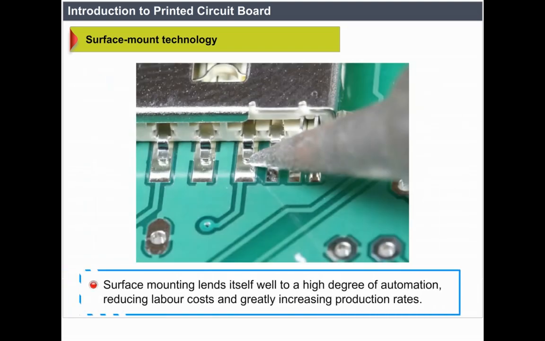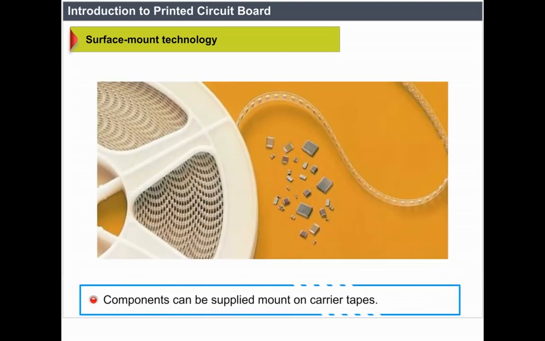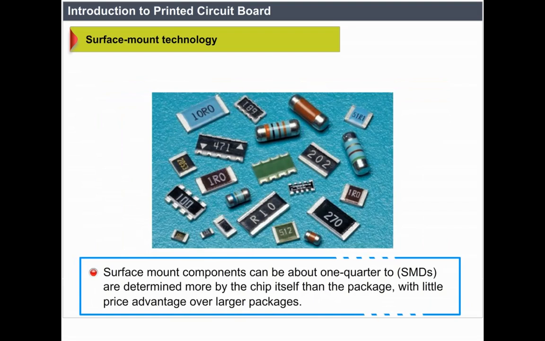Surface mounting lends itself well to a high degree of automation, reducing labor cost and greatly increasing production rates. Components can be supplied mounted on carrier tapes. Surface mount components can be about 1/4 the size of through-hole parts. SMD prices are determined more by the chip itself than the package, with little price advantage over large packages.